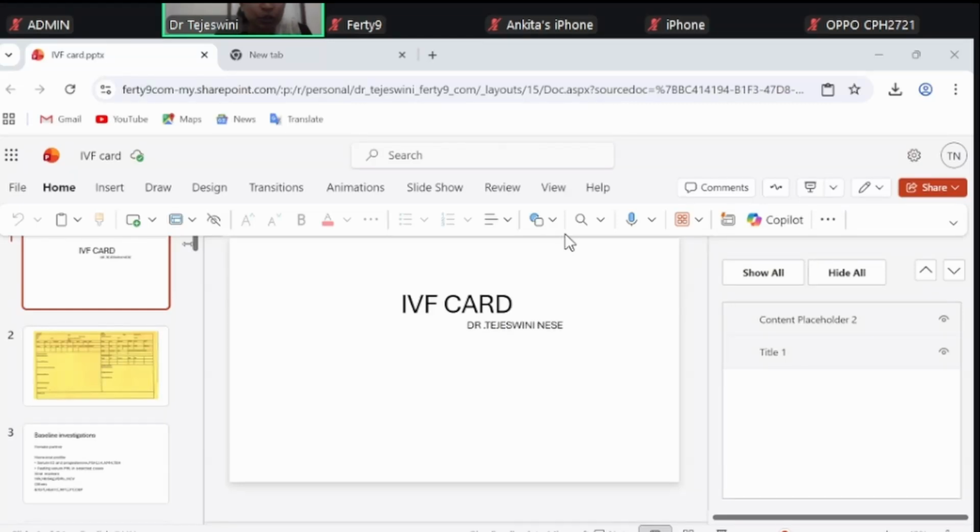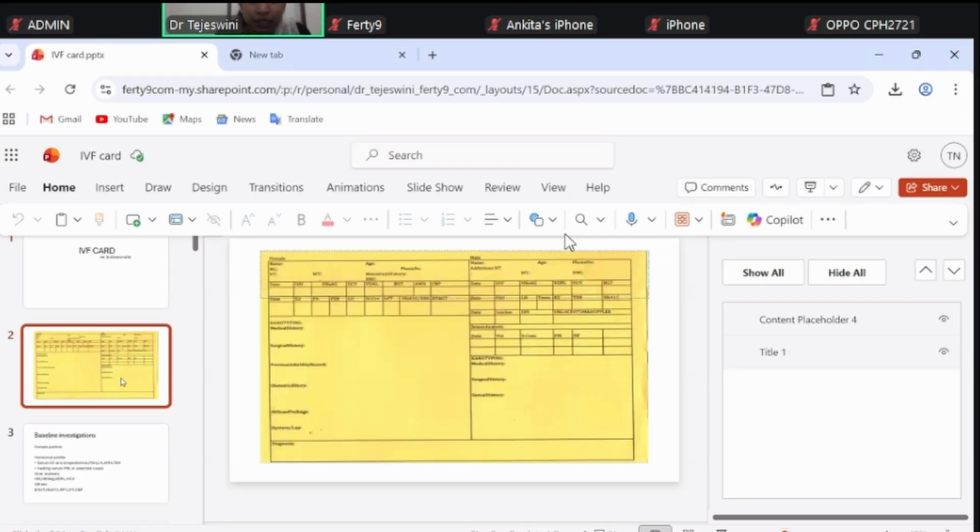Very good afternoon, doctors. Topic for today's discussion is IVF card. So coming to what is an IVF card, it is the stimulation card once you start IVF stimulation for a couple. So what are the details you're supposed to note down in that, and what is the progress that you note down in that, we will be seeing today.